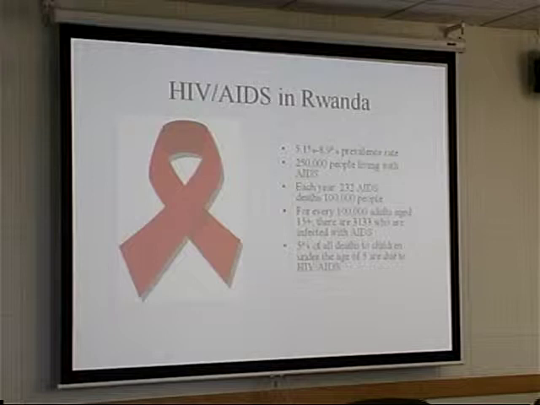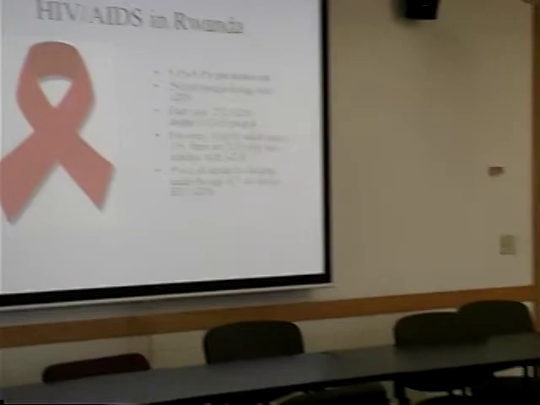Each year, for every 100,000 adults aged 15 years or older, there are 3,133 who are infected with AIDS, and each year, 5% of all deaths of children under 5 are due to HIV/AIDS. Additionally, just a side note, which I think is important, for those 9,900,000 people, there are only 432 physicians in Rwanda.